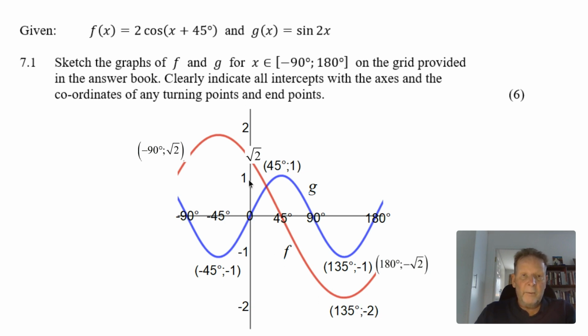There's only one other y-intercept you need. If you put 0 in there, you'll get 2 times the cosine of 45, which is 1 over root 2, and 2 divided by root 2 is root 2. So you just put 0 degrees in there, and you'll get the y-intercept. Label all those points, and you've finished it. There's your f, and there's your g.